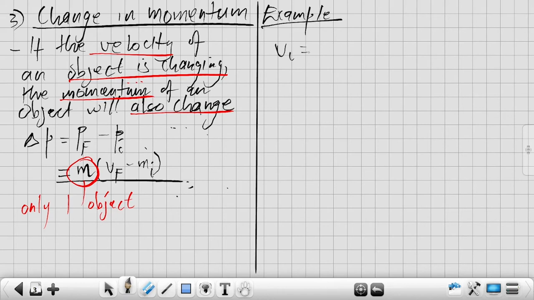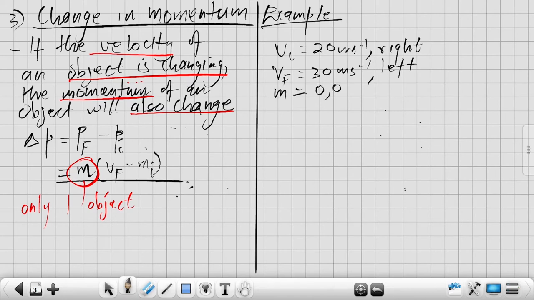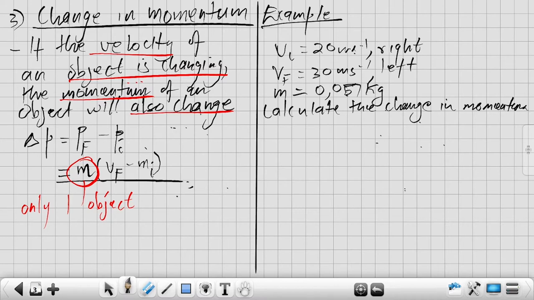We have V initial, which is 20 meters per second, right, and then you have V final, which is 30 meters per second left, and then we have the mass of an object, which is just 0.057 kg. So the question is: calculate the change in momentum. I am going to do it in multiple steps, just for us to be able to see how it works when we get to momentum vectors.